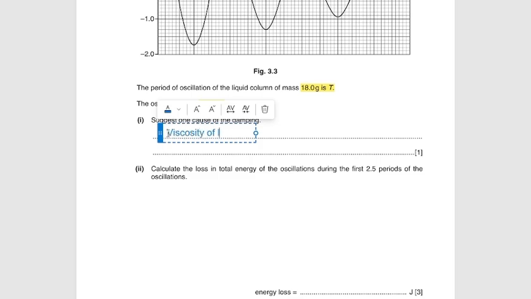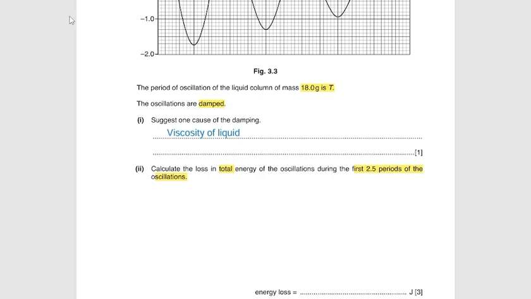Viscosity of liquid. Then we have the second part: calculate the loss in total energy of the oscillation during the first 2.5 periods of the oscillations. Total is the keyword here.